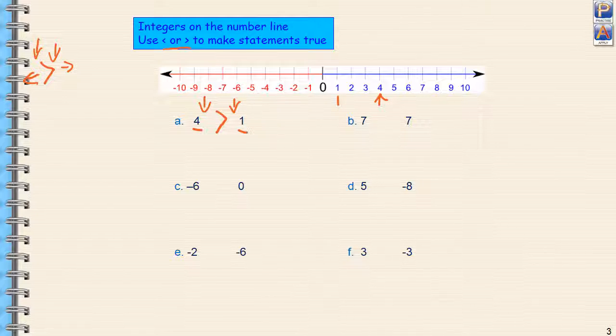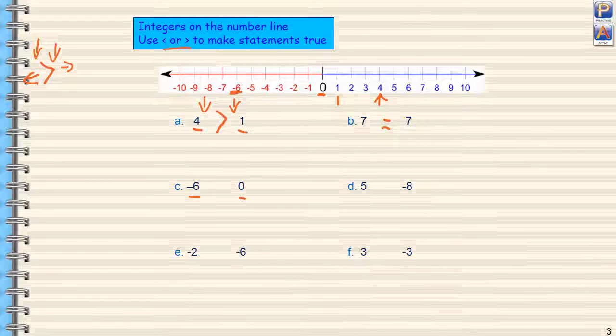In B, we've got two 7s. Are they neither greater than or less than the other? They're both the same, so we'd say that they're equal to each other. But in C, we've got a -6 and a 0. 0 is here, -6 is down there on our number line.